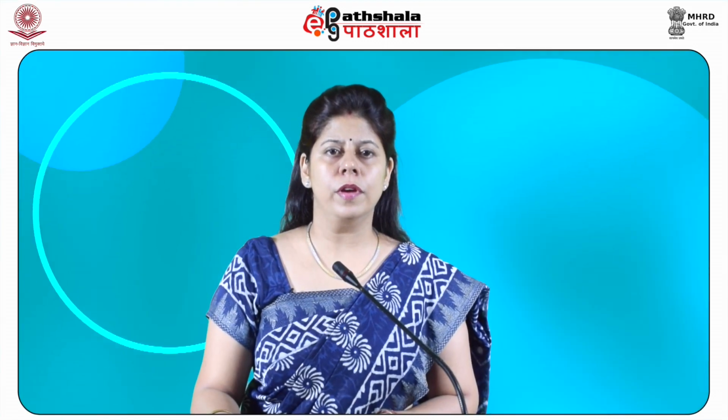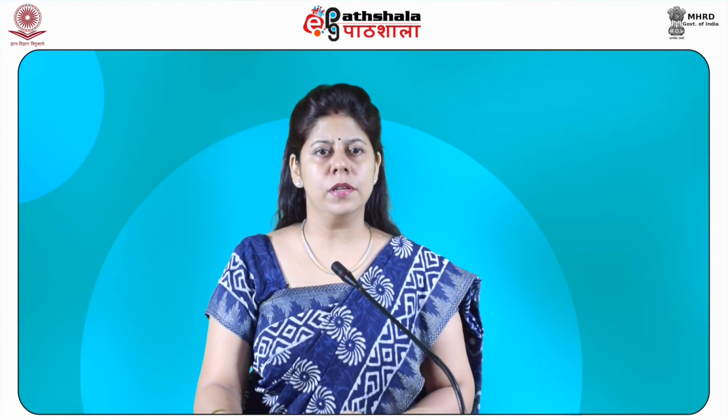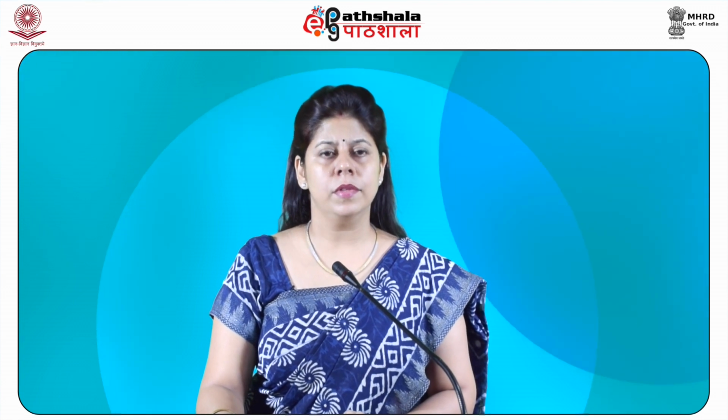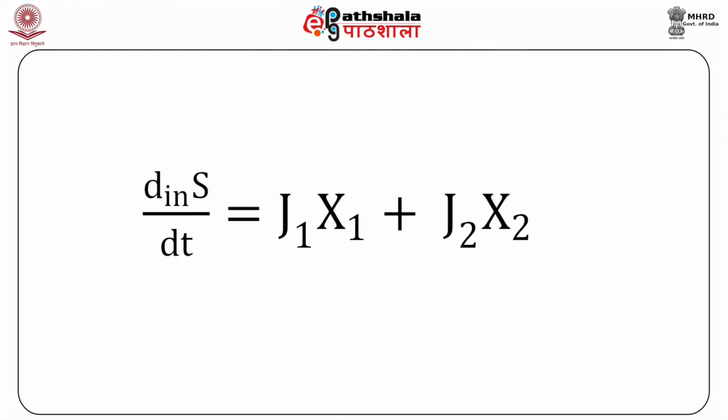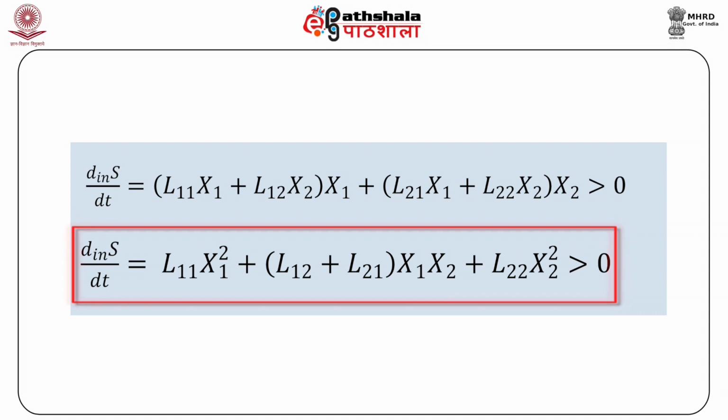According to the law of irreversible thermodynamics, the change in internal entropy with respect to time is given by the summation of Jk times Xk, which is greater than 0. Considering the condition, the change in internal entropy with respect to time equals J1 X1 plus J2 X2. Substituting the equations will give a positive value if both X1 and X2 have the same sign.